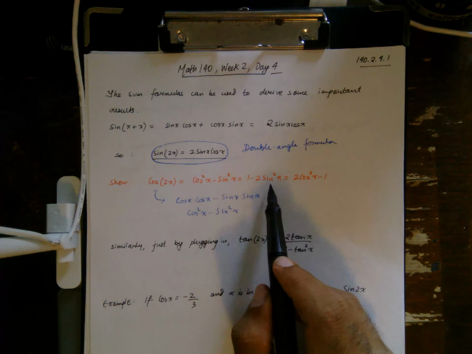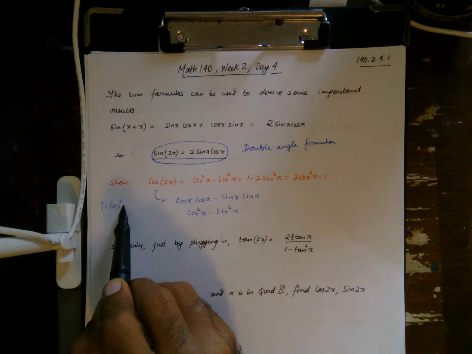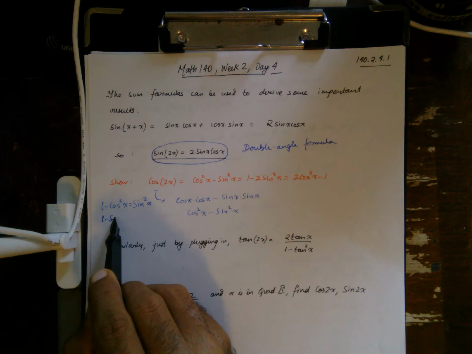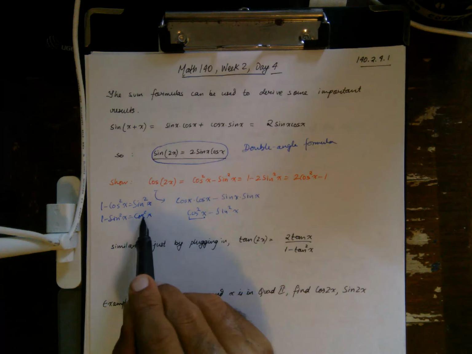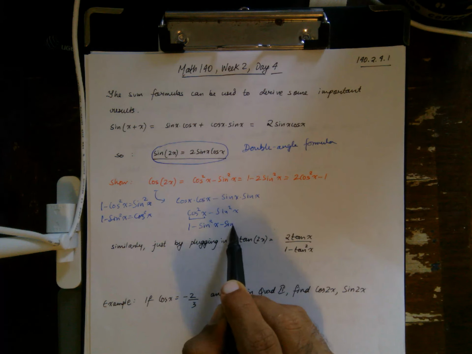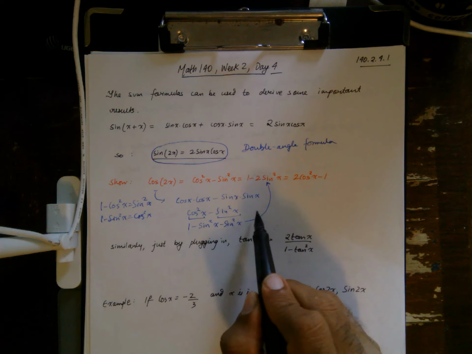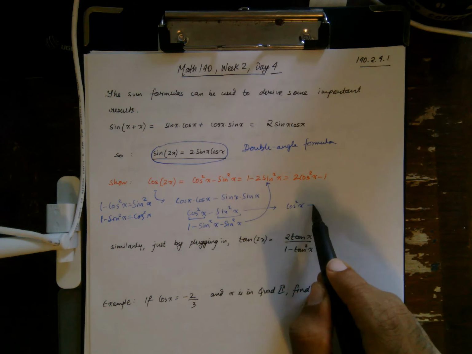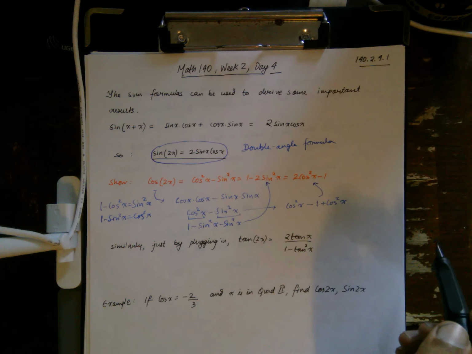Now how do you get these two forms? Remember 1 minus cosine squared is sine squared. Equivalently, 1 minus sine squared is cosine squared. Right? So if I replace cosine squared by 1 minus sine squared, I get 1 minus sine squared minus sine squared, which gives me 1 minus 2 sine squared. Similarly, if I replace sine squared by 1 minus cosine squared, I get cosine squared minus 1 plus cosine squared, which gives me 2 cosine squared x minus 1.